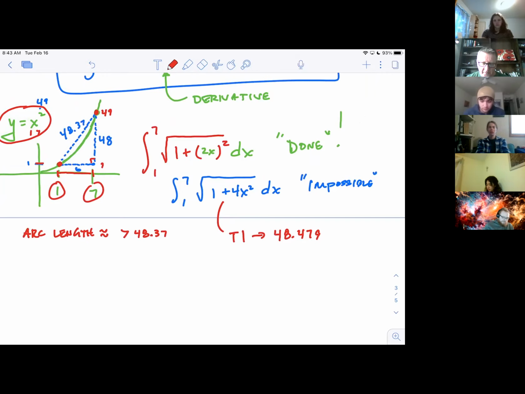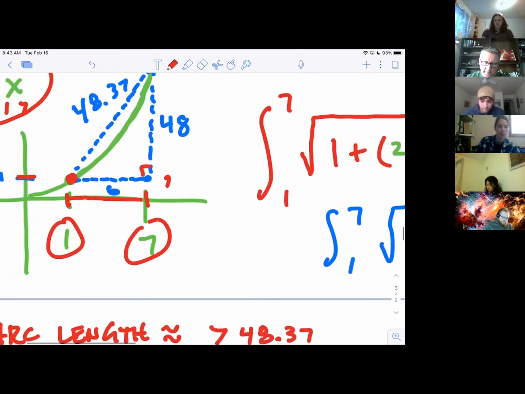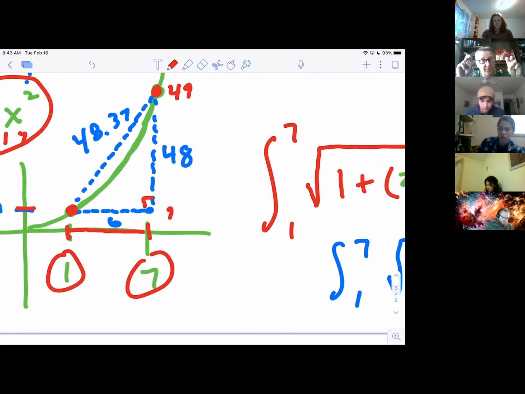What does that tell you about the real graph? Well, it tells you that that part of the graph must be really straight. You know what I'm saying? It must not be curved a lot. It must be real straight through that section.